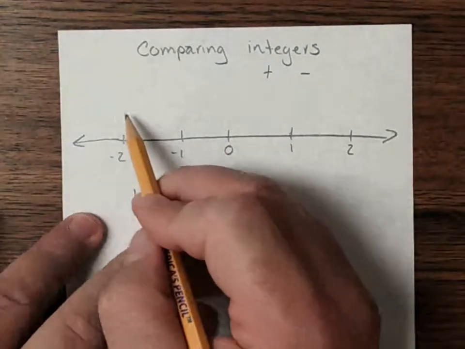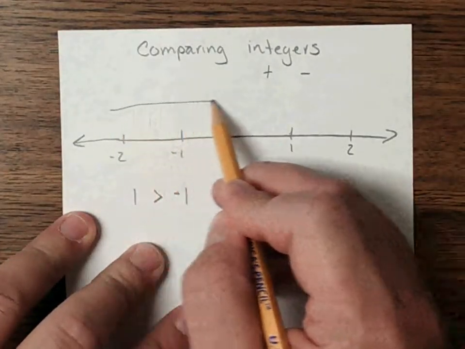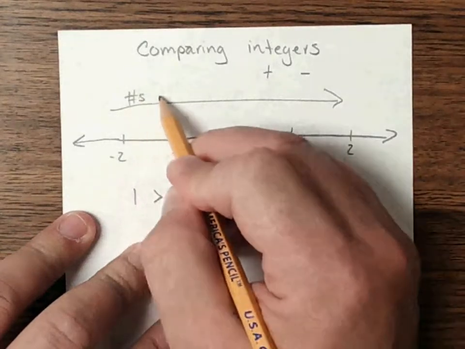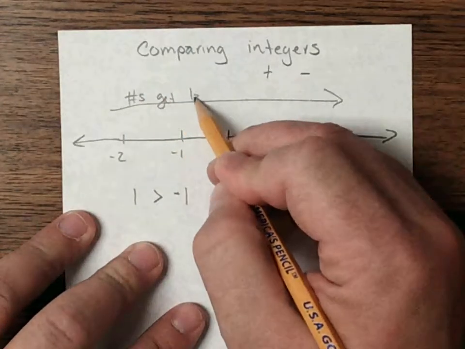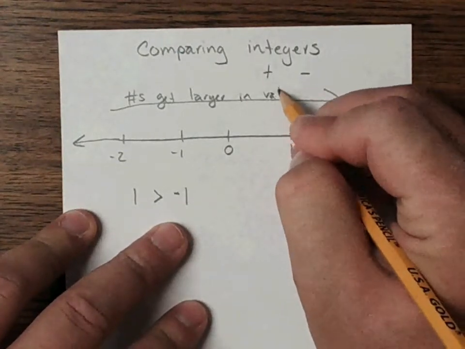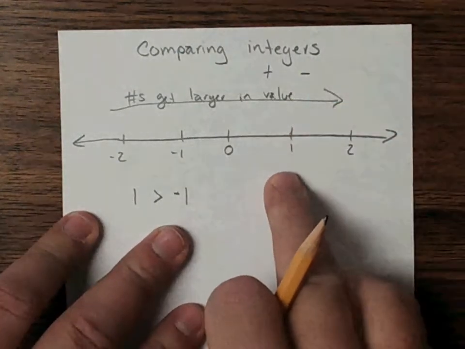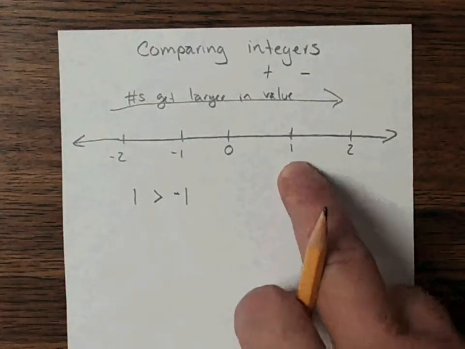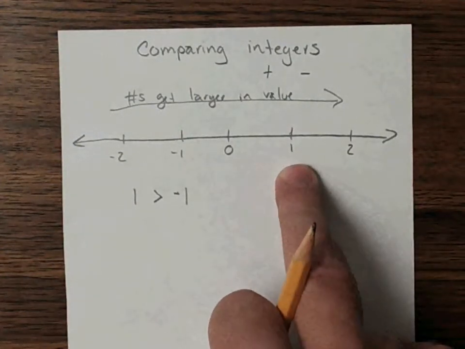Numbers get larger from left to right. Larger in value, we should say, because +1 is still greater than -50. We'd rather have $1 in our pocket than owe somebody $50, right?